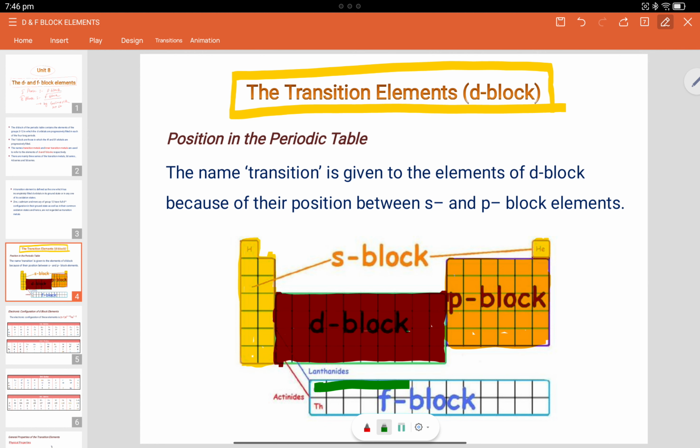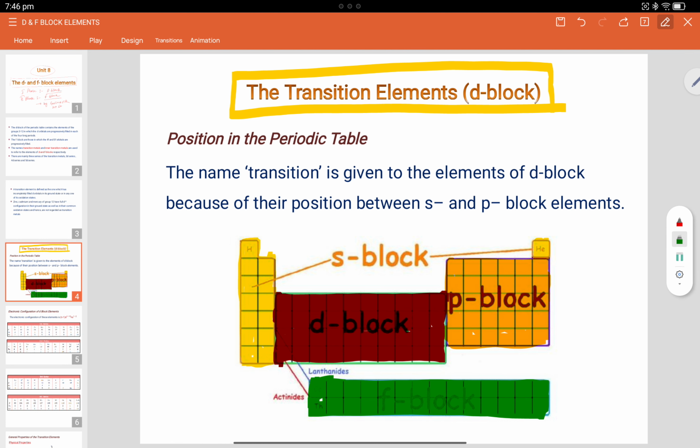From the green color, below the periodic table, two series are given, lanthanide and actinide. These are called F block element. So you can check, this is our periodic table. In that case, we are going to discuss D block element and F block element in this chapter.